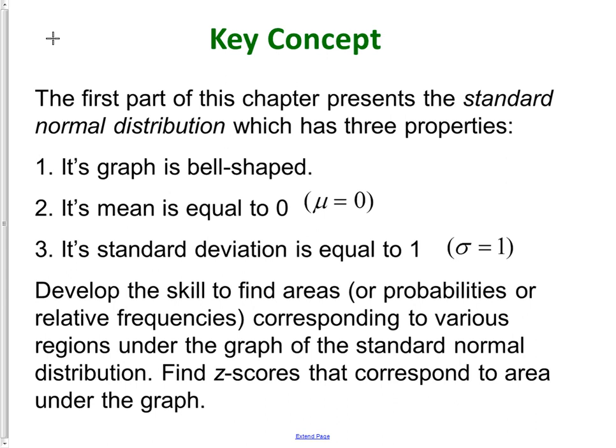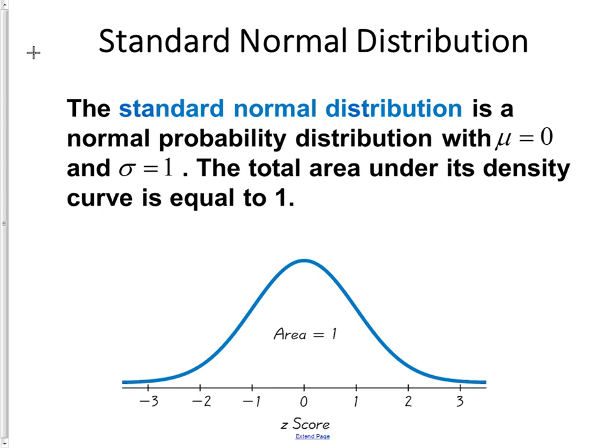We can find z-scores that correspond to those areas under the curve, and that's a very useful task for us to have and will affect the way that we handle the rest of our work in this course. So in our standard normal distribution, we're talking about a bell curve that has a normal probability distribution with a mean of 0 and a standard deviation of 1. The total area under the density curve is equal to 1.